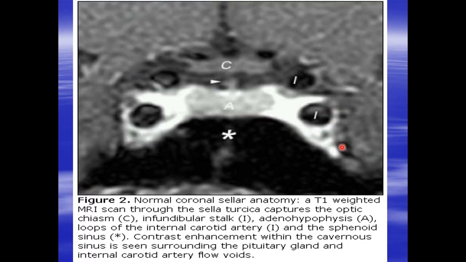This is a coronal view, also showing the stalk of the pituitary gland and the anterior lobe of the pituitary gland. And if we go a little bit posterior, we can see the posterior lobe of the pituitary gland in the form of a T1 hyperintense signal.